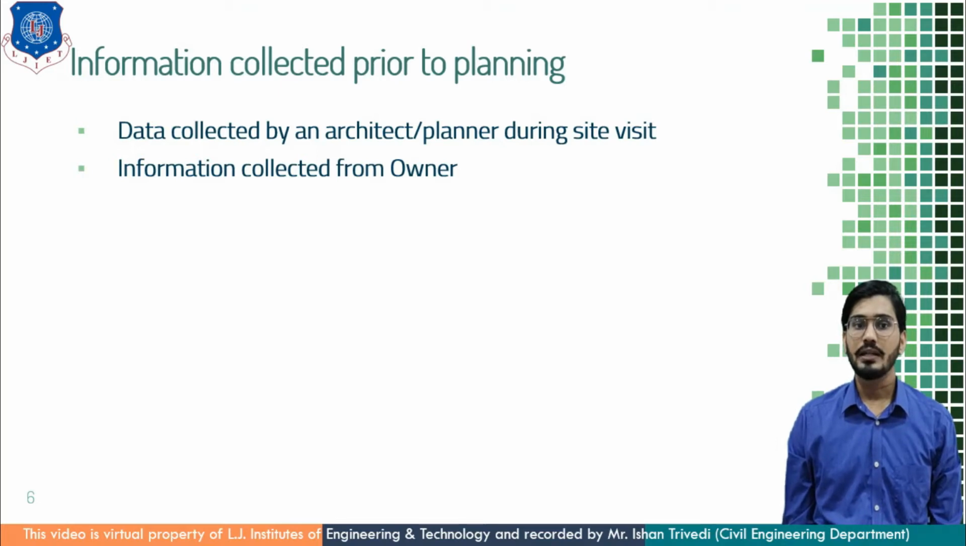Then rainfall, and maximum and minimum temperature in summer and winter are also noted. Then availability of construction material, type of locality, who is residing nearby, then type of soil, subsoil water level, access roads, then overhead high tension lines, and at last telephone line crossing the plot. So this information is collected by the architect or planner during the site visit.